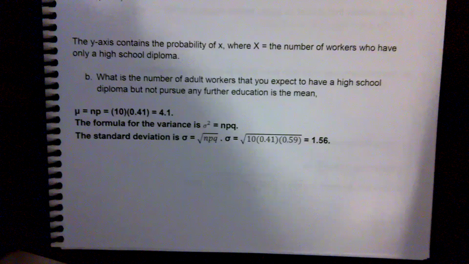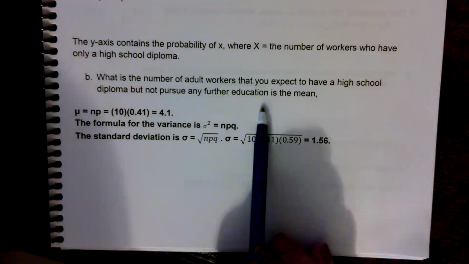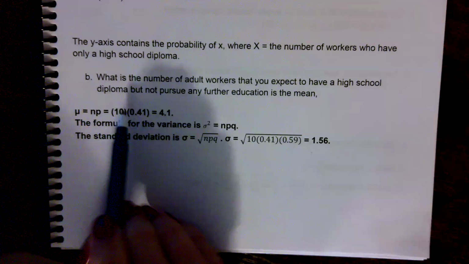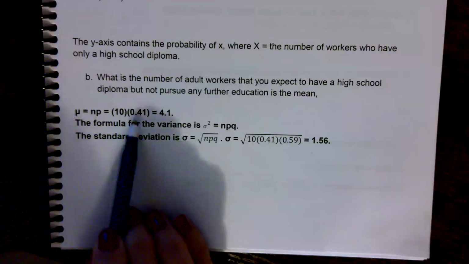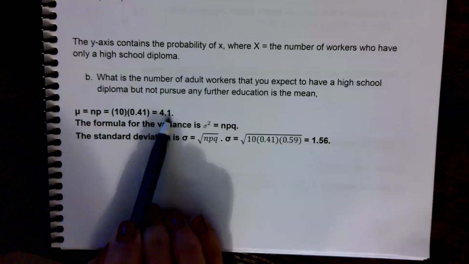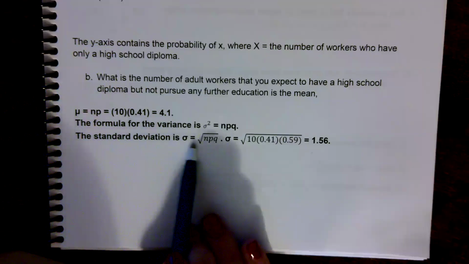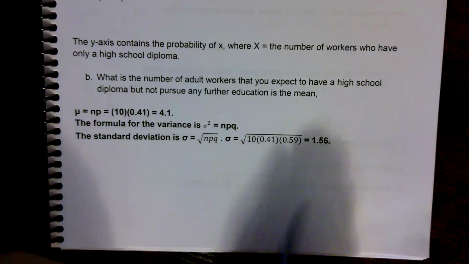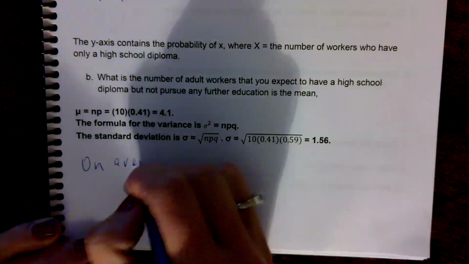And then B says, what is the number of adult workers that you expect to have a high school diploma but not pursue any further education? That is the mean. So the mean we said was calculated by taking N times P. So there's 10 trials, 41% of the time is a success. So that means on average it's 4.1. And then the standard deviation is the square root of N times P times Q, and that comes out to be 1.56.